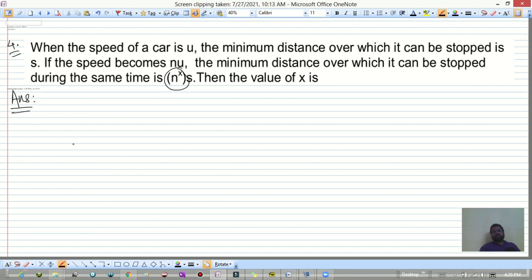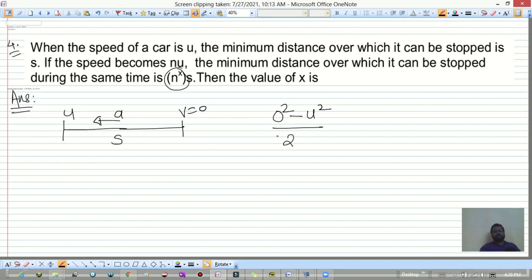So when the speed of the car is u, the minimum distance through which it can be stopped is s. So the retardation is there. So final velocity is 0 squared minus initial velocity u squared, divided by 2 into a, where a is the retardation, which is equal to s. So over here a is equal to u squared divided by 2s. Okay.